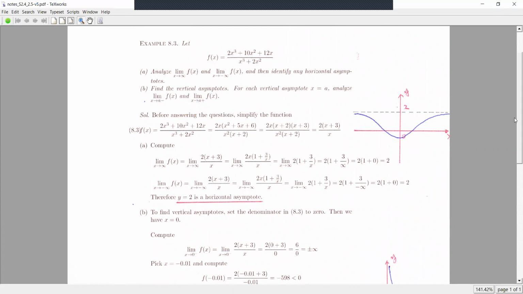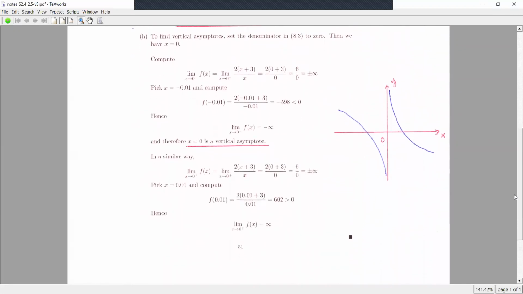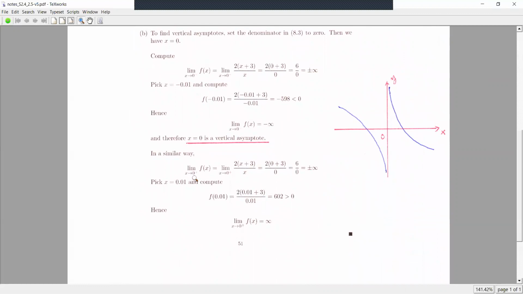Now, let's compute the right-hand limit at 0. By direct substitution, plugging 0 in x, then the right-hand limit is this number. It is 6 over 0. 6 over 0 is either positive or negative infinity.